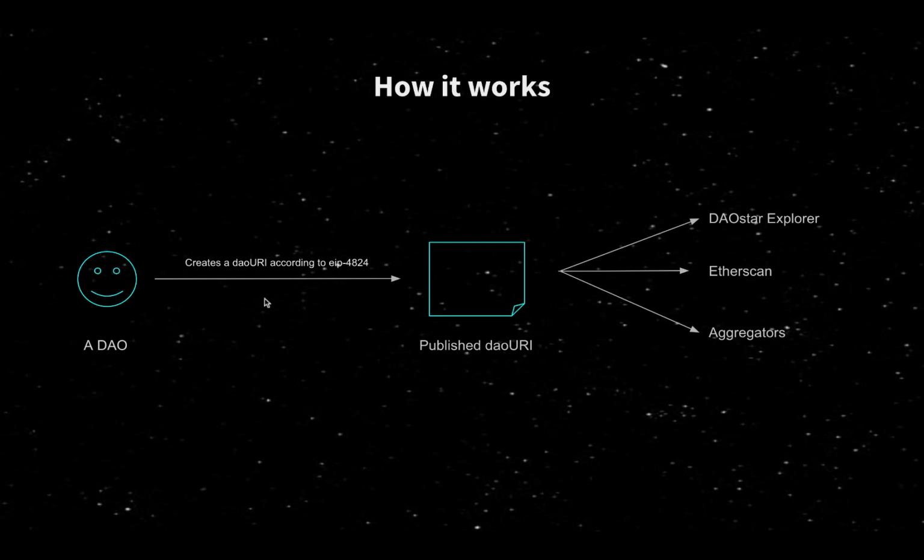So when you look at this diagram, you'll understand that EIP 4824 adoption is basically two main steps. The first step is creating a DAO URI, and the second step is publishing it. So let's go step by step. Step one, creating a DAO URI.